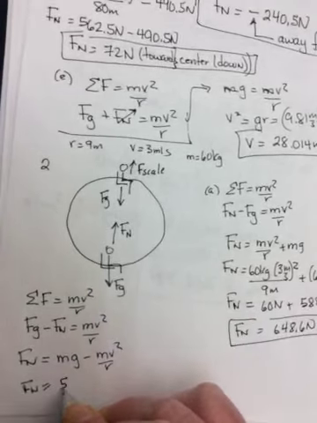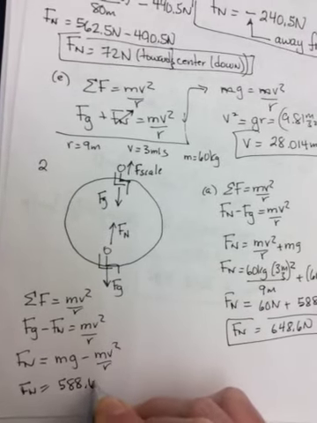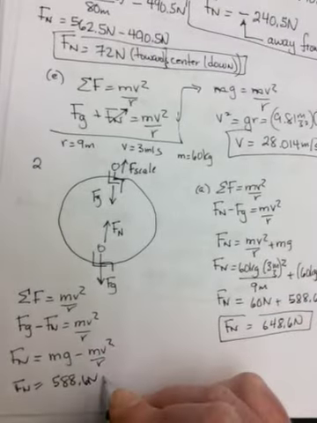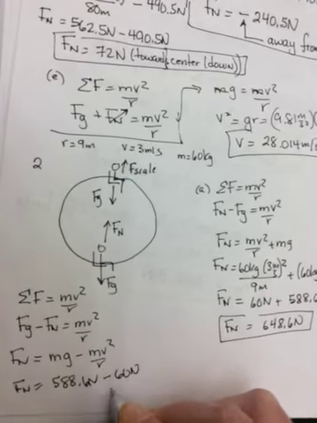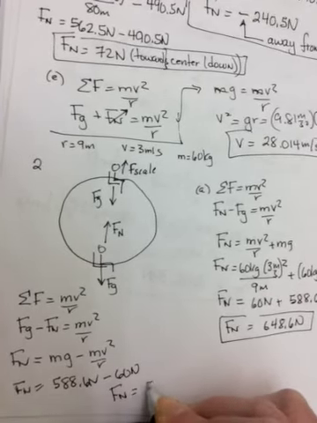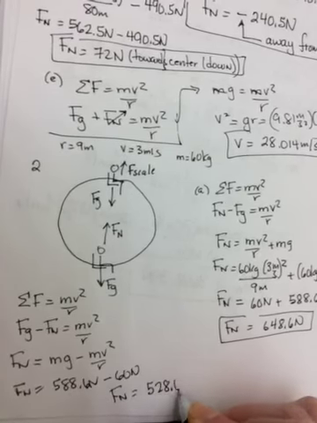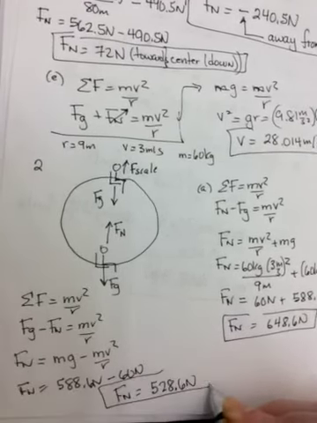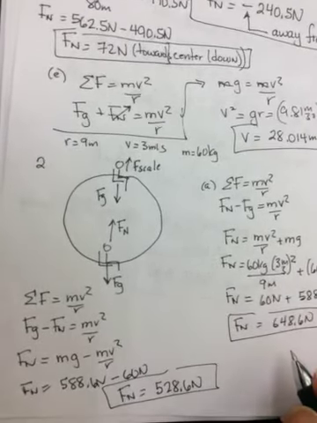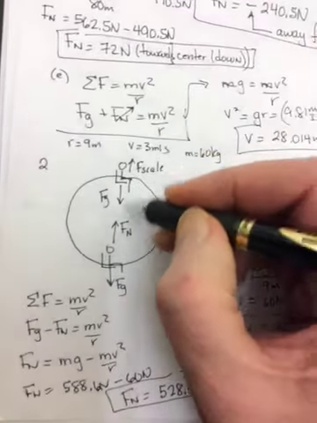Okay, we found these two terms already. Fg was 588.6 newtons, and mv squared over r was 60 newtons. So when you subtract them, this time the scale is going to read 528.6 newtons. So at the top, it's going to read less because gravity's helping you out.